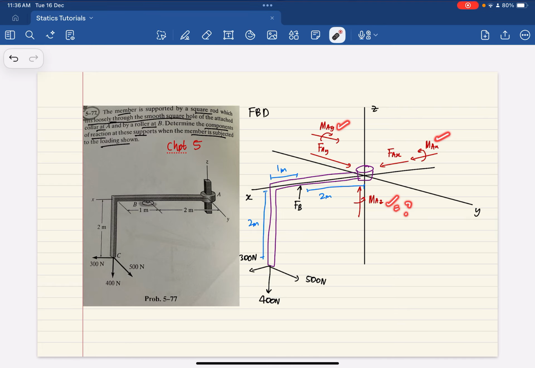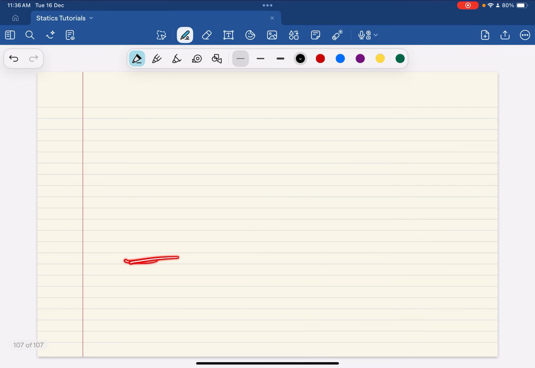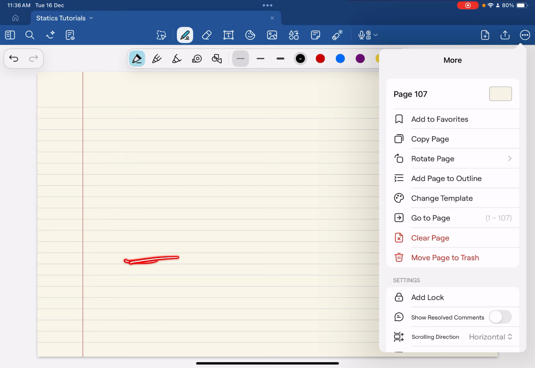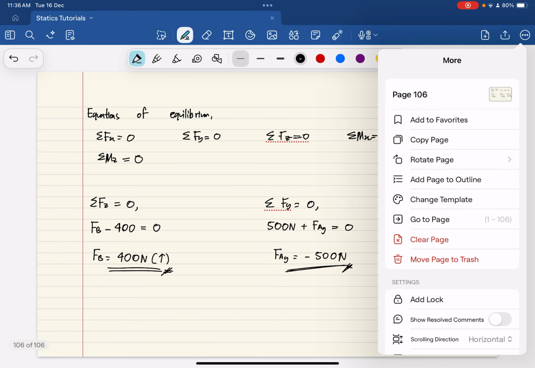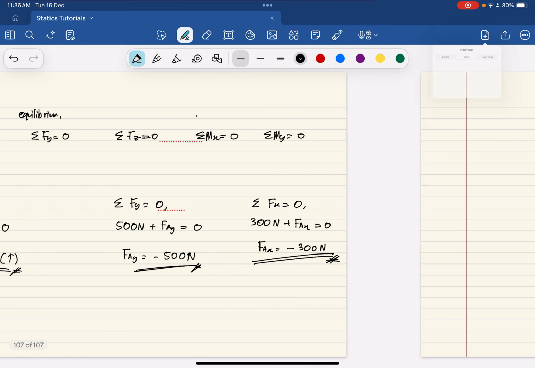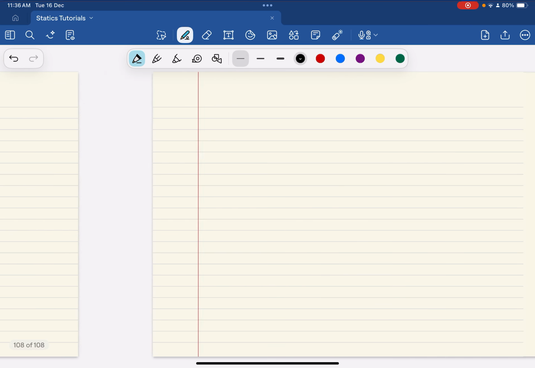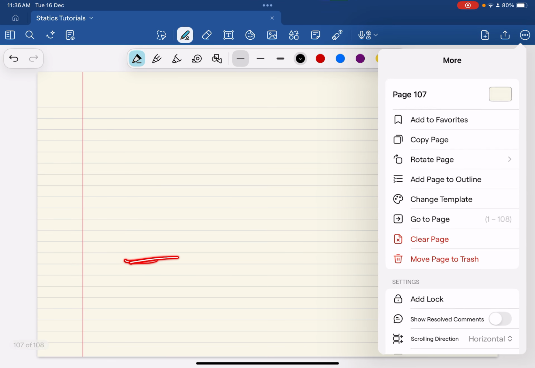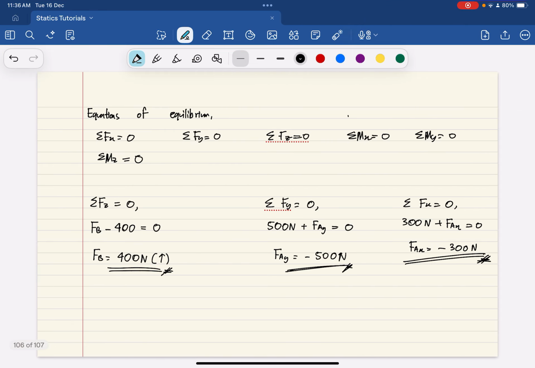So how are we going to find it? Well, pretty simple. Let's start with MAX first. Okay, maybe it was a bit of a glitch there.